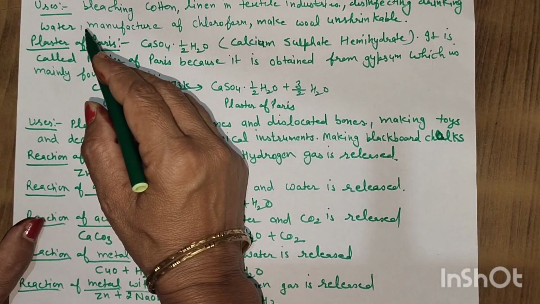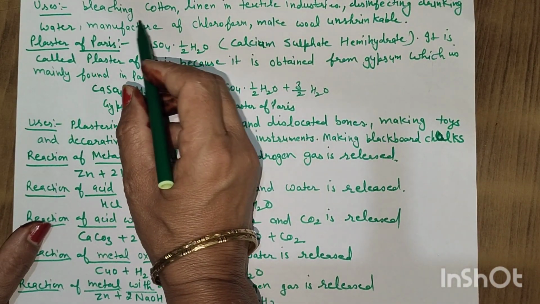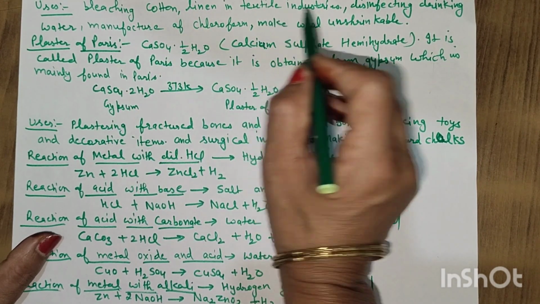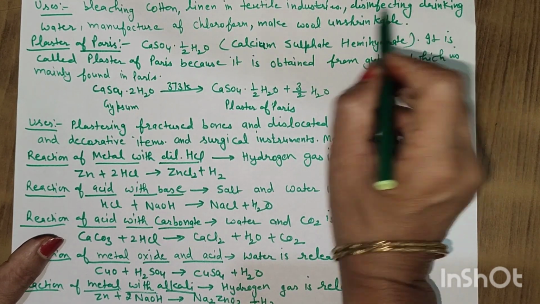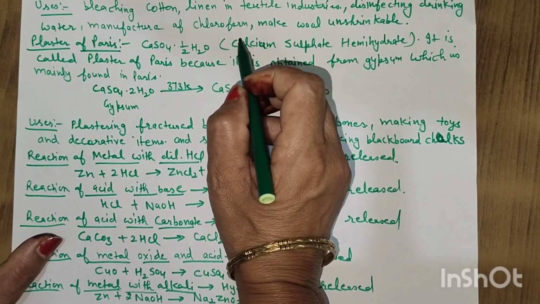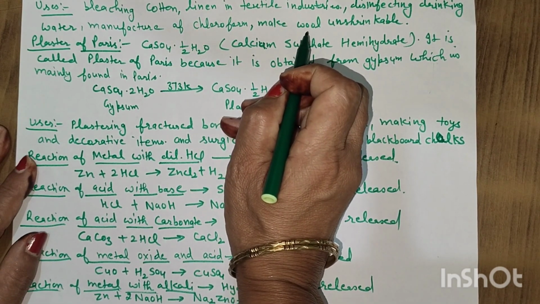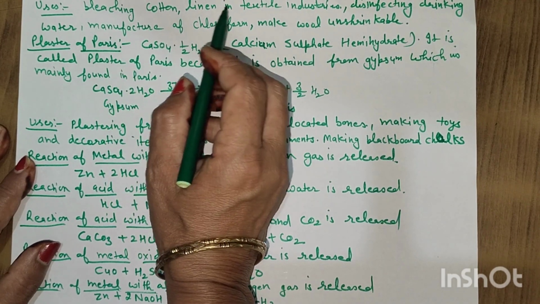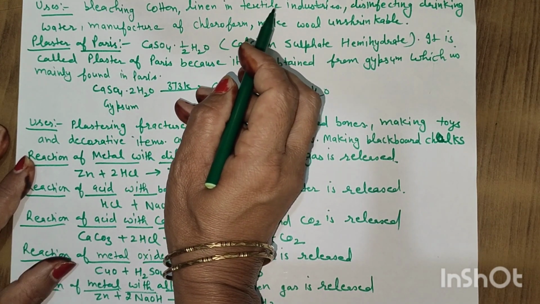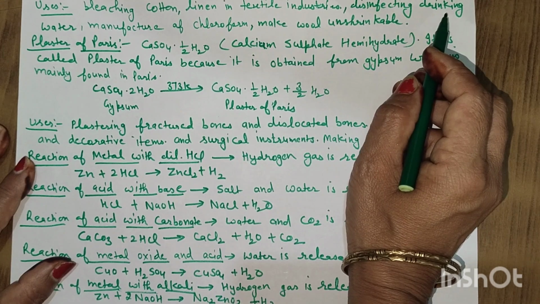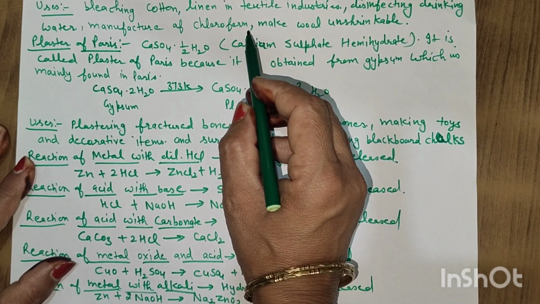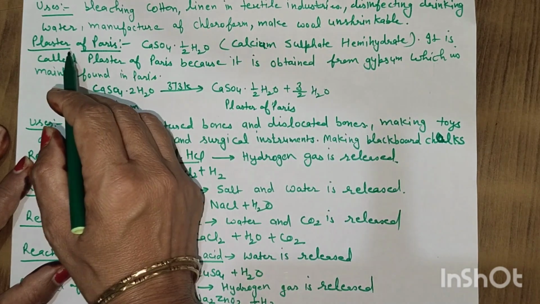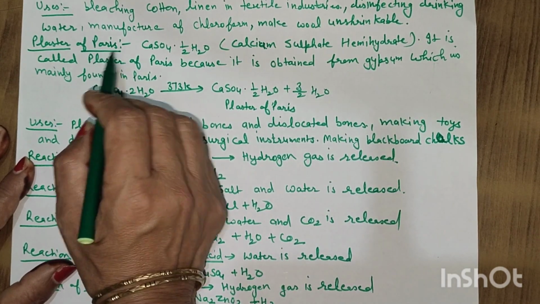Uses of bleaching powder: bleaching cotton and linen in the textile industries, disinfecting drinking water, manufacture of chloroform, and making wool unshrinkable. Next is plaster of Paris.